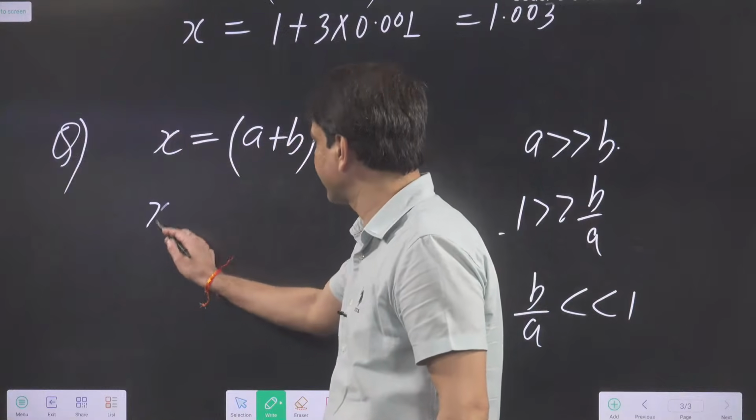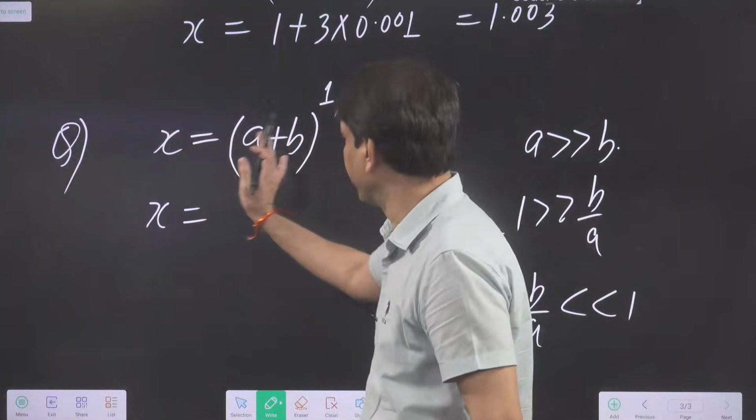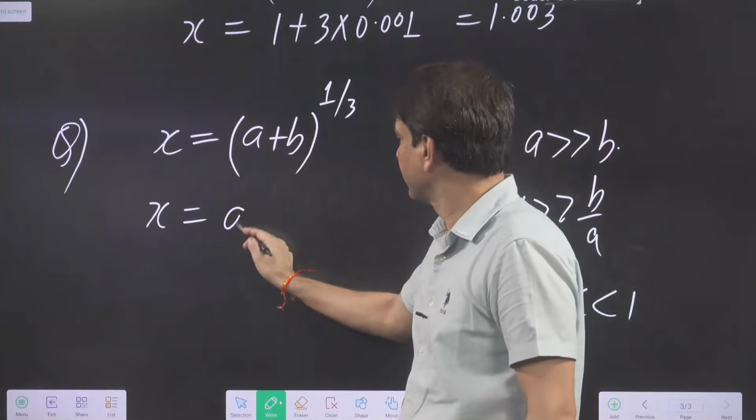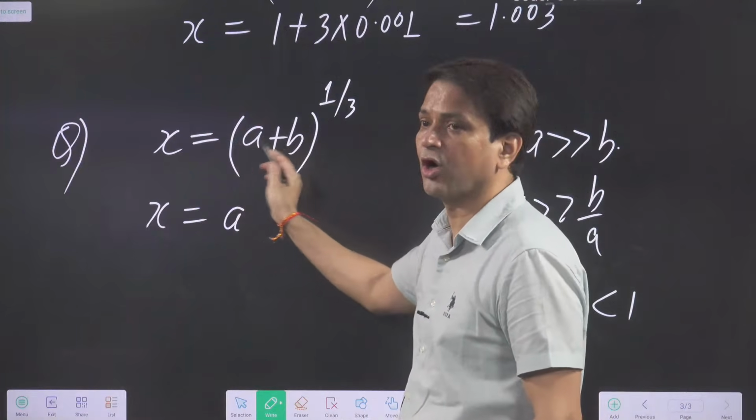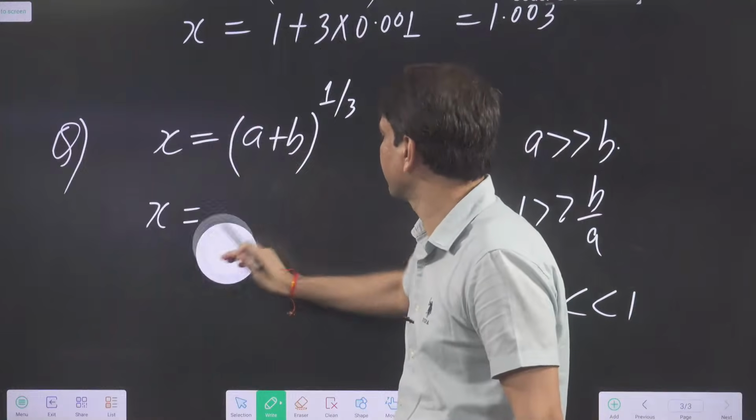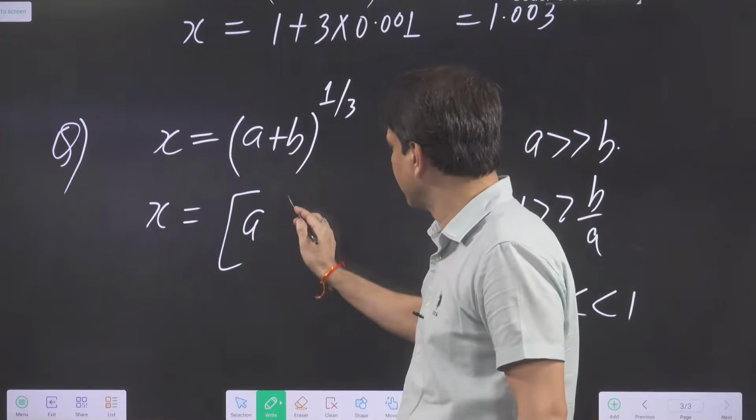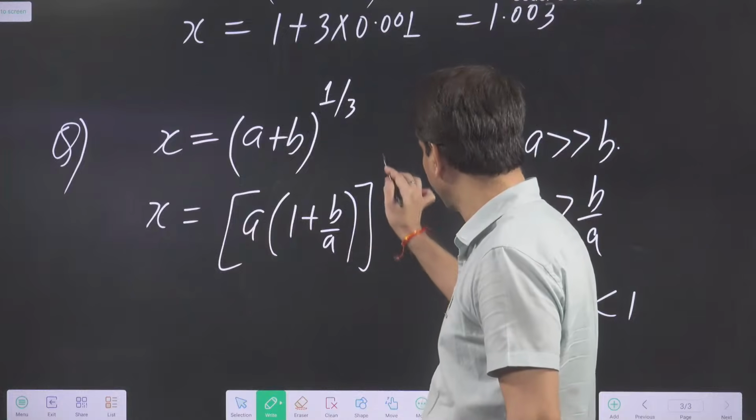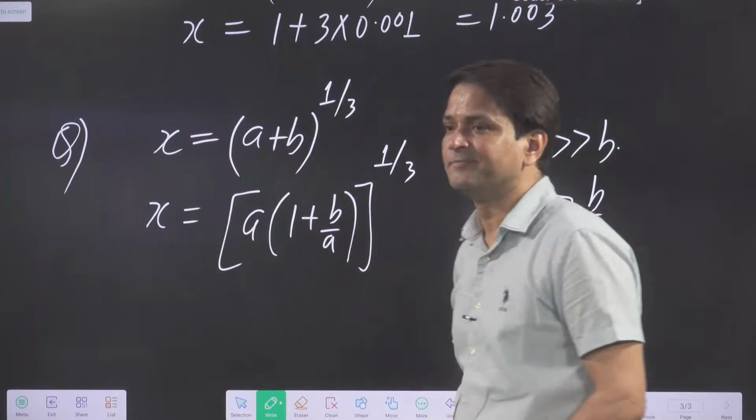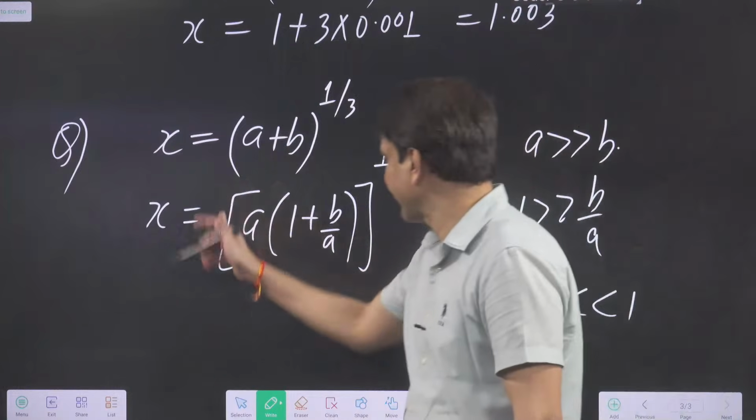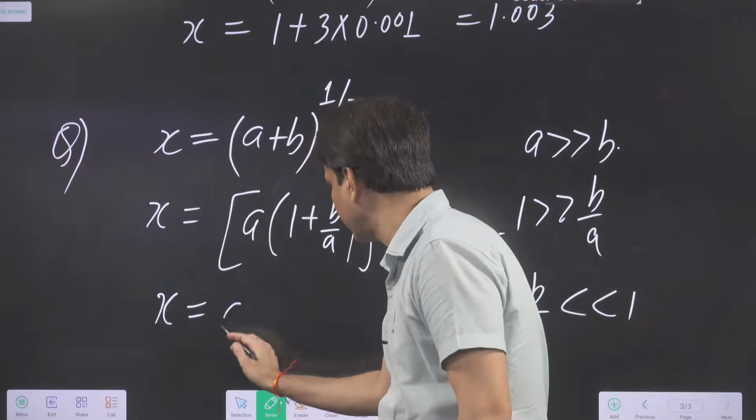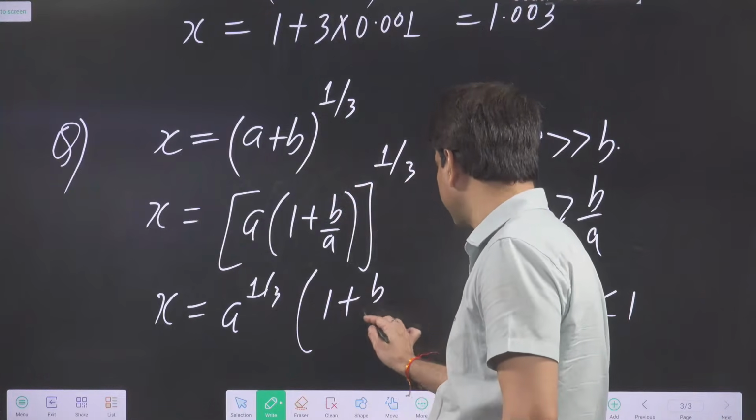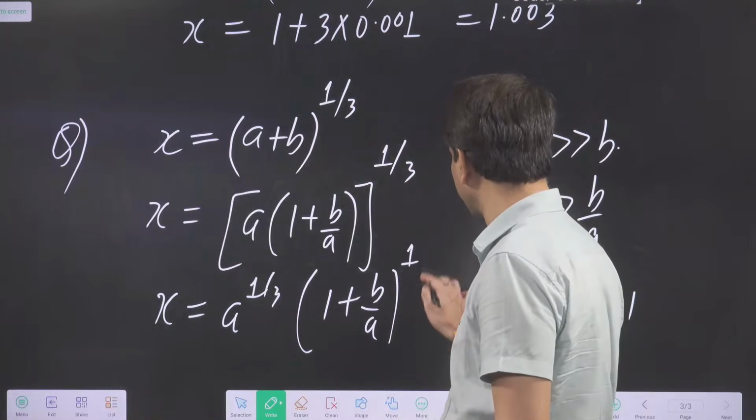So if I am taking a common, what will come out of the bracket? a to the power 1 by 3. Inside, if I take a common, what do I get? The first I am writing here only: a into (1 plus b by a) whole to the power 1 by 3. Now this a I can take out. Now I get a to the power 1 by 3 out, and in the bracket I got (1 plus b by a) whole to the power 1 by 3.